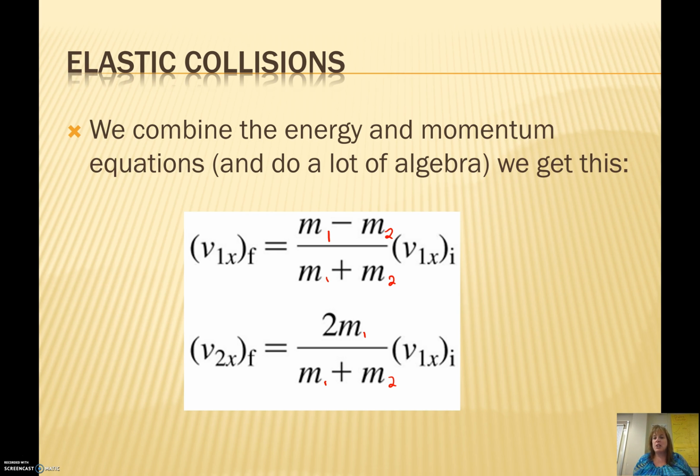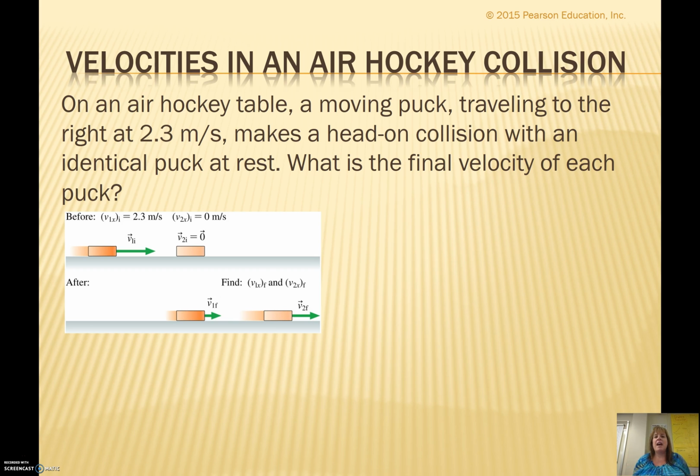And now we're going to take a look at how we would use those. So here is a scenario where I have an air hockey table and one puck that's moving to the right at 2.3 meters per second, and it makes a head-on collision with an object that's at rest. And I want to know, what is the final velocity of each puck?